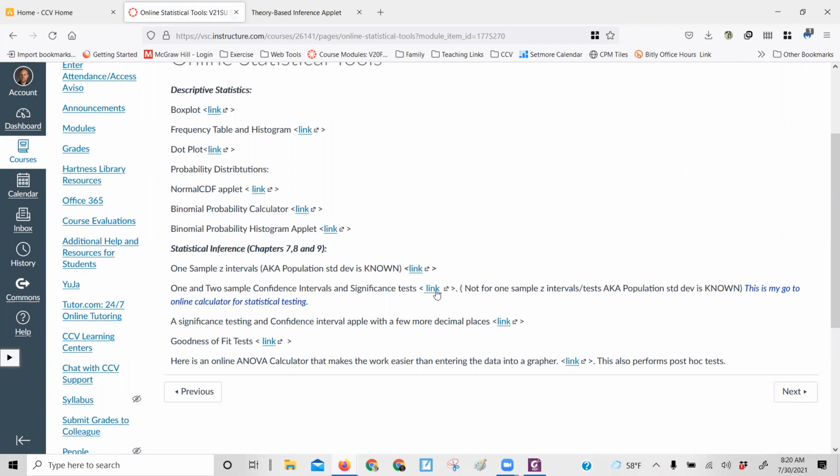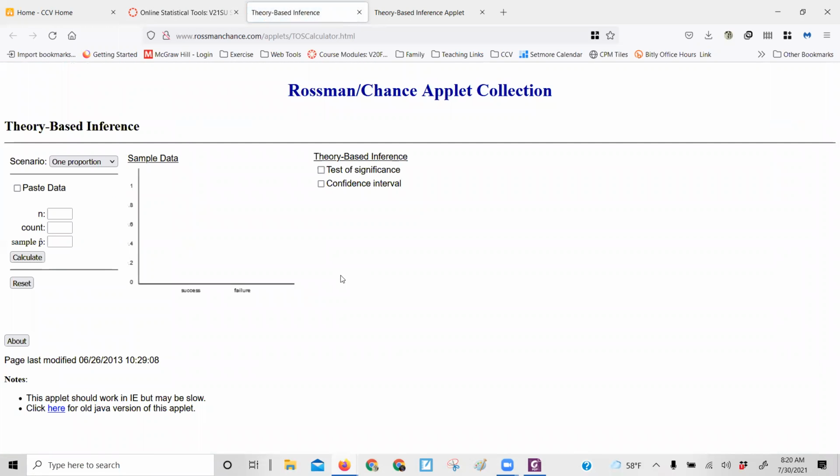I'm pretty sure this is Rossman Chance. Yeah, it is. I like this because it gives us that graph, so we can see what we're looking at too. Okay, so hopefully that helps you answer that question. Give a yell if you're still lost.